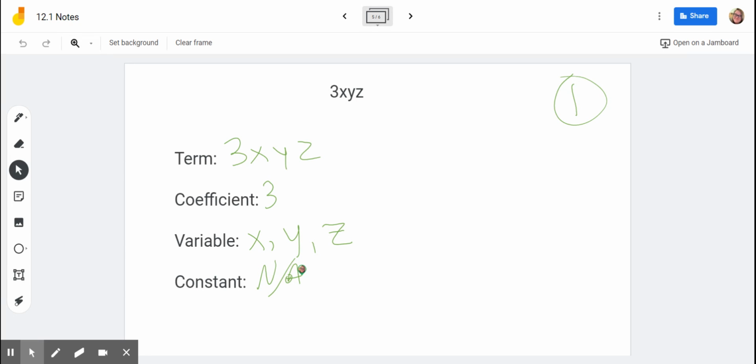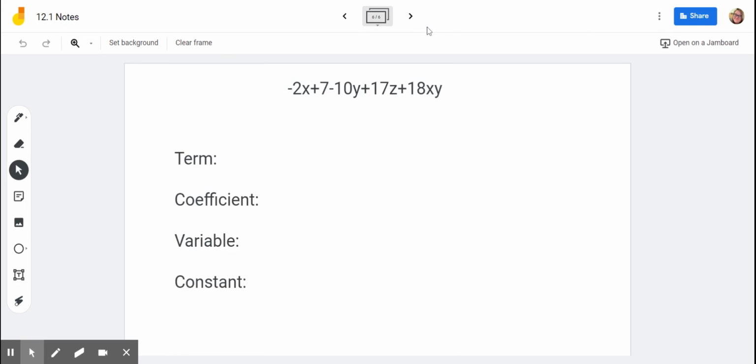Okay. Now I have one term, so that means it's a monomial. A monomial. All right, and we've got one more problem. Ooh, that's a doozy. There's a lot of numbers there and a lot of addition and subtraction signs.